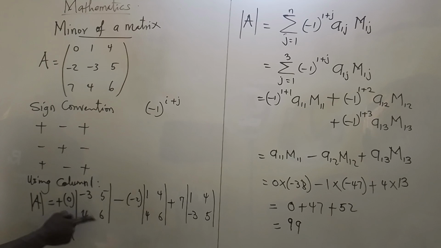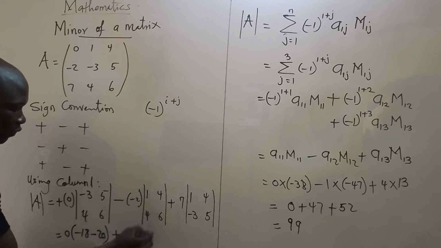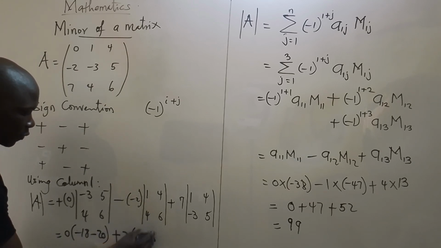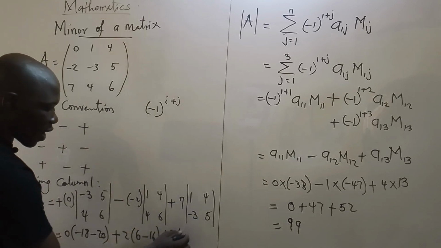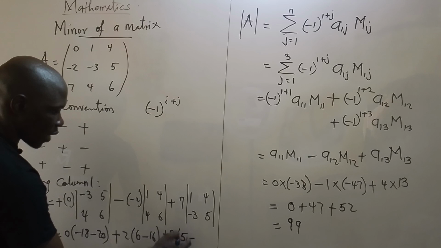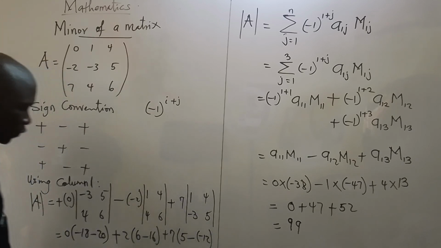When you find the determinant of this, -3 times 6 is -18, -4 times 5 is 20. Minus times minus here is plus. So this is 2 bracket, 1 times 6 is 6, -4 times 4 is 16, plus 7 bracket, 1 times 5 is 5, -3 times 4 is -12.